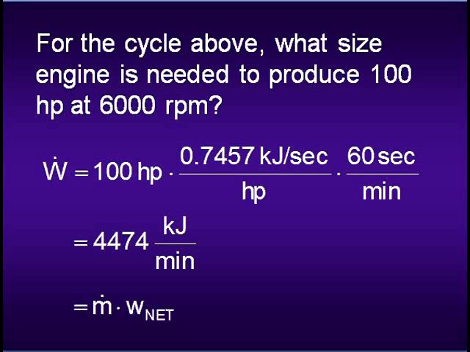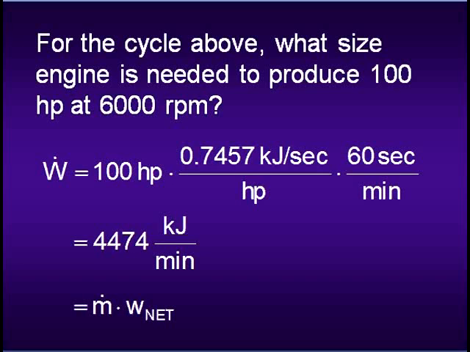Now, I like to look at the cycle and relate it to an actual engine. So for the cycle above, what size engine would be needed to produce 100 horsepower at 6,000 RPM? How large of an engine would we need? So the work needed, convert that over to kilojoules per minute. 100 horsepower times 0.7457, this is a unit conversion, gets us to 4474 kilojoules per minute, and that equals the mass that we process. Let's call that m dot, even though it's not flowing. It's really flowing into the manifold, but into the cylinder and out.